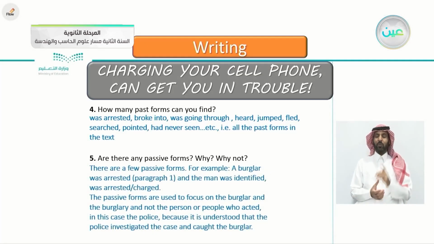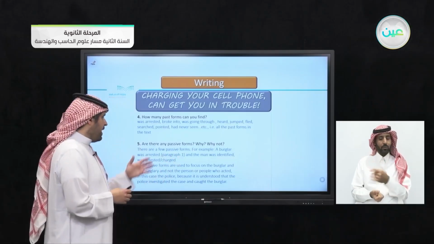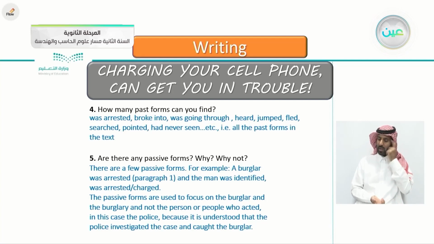There are a few passive forms. For example, a burglar was arrested. This is the first sentence, a burglar was arrested, in paragraph 1. And the man was identified. Also here the passive form. Was arrested or was charged.